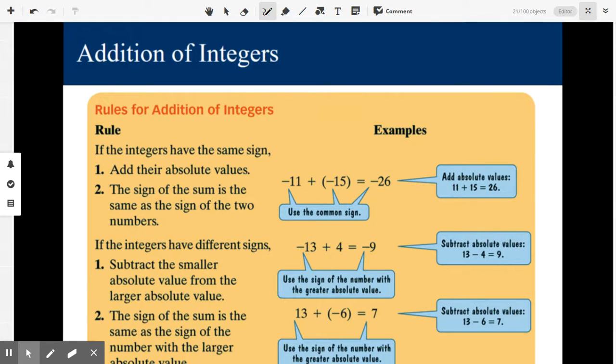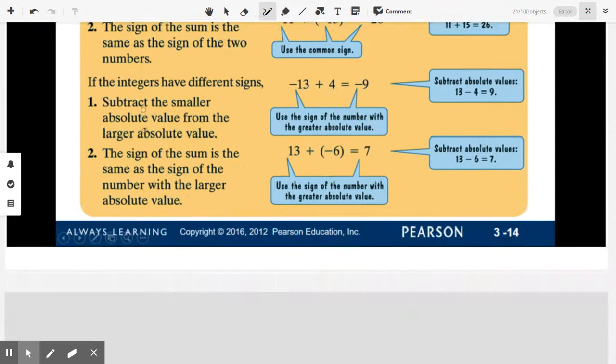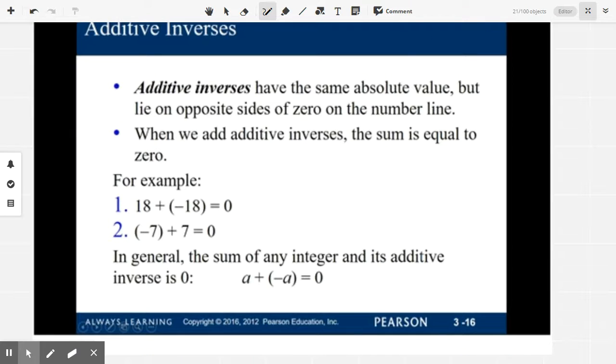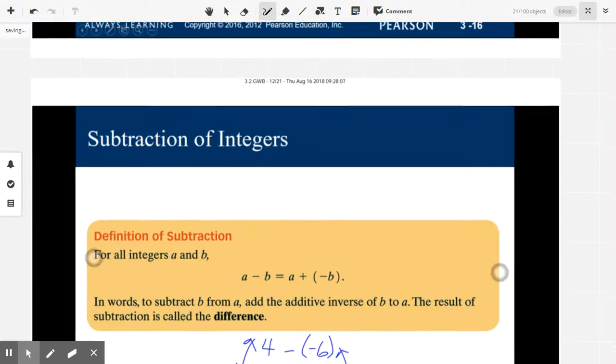Now, I'm not going to go through all this. Addition of integers, we know how to add. We can get help from a calculator if we're adding and subtracting positive and negative numbers. Additive inverses have the same absolute value but lie on opposite sides of 0. All they're saying there is if you add the opposites together, 18 and negative 18 add to 0. Negative 7 plus 7 is equal to 0. Anytime you add a number and its opposite, remember opposites are one positive, one negative of the same number, it always adds to 0. Additive inverse is what that's called.